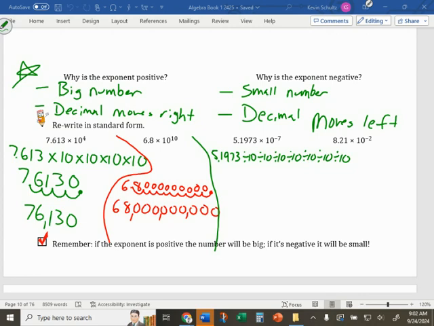So that's how many times, starting with 5.1973, 1, 2, 3, 4, 5, 6, 7. Not only do we fill in all these empty spaces with zeros here, but we've got one out in front also to show that there are no holes. So our answer would be 0.00000051973. A very, very, very small number.